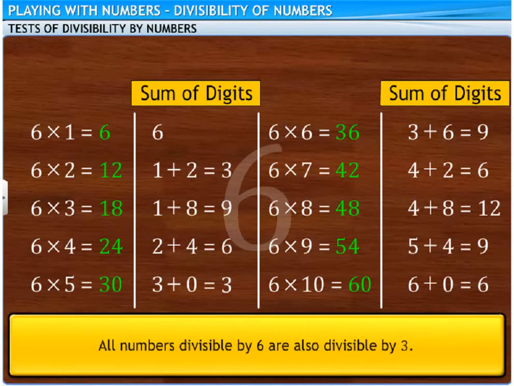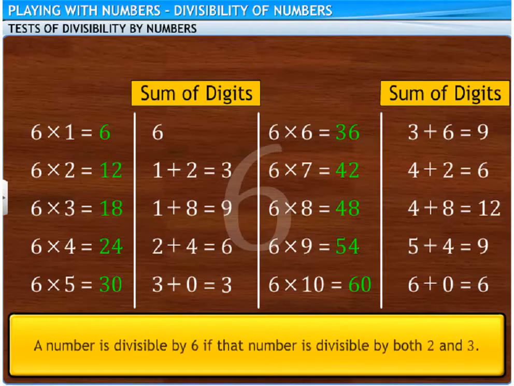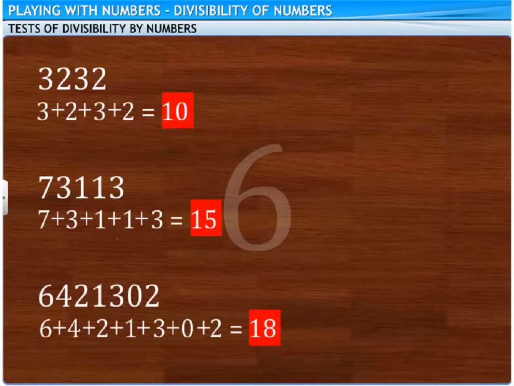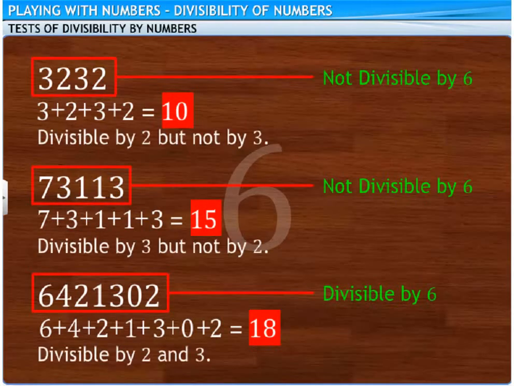Note that all numbers divisible by 6 are also divisible by 3. This is true for all multiples of 6. Thus, a number is divisible by 6 if that number is divisible by both 2 and 3. Thus, to test if a number is divisible by 6, check if it is divisible by both 2 and 3.